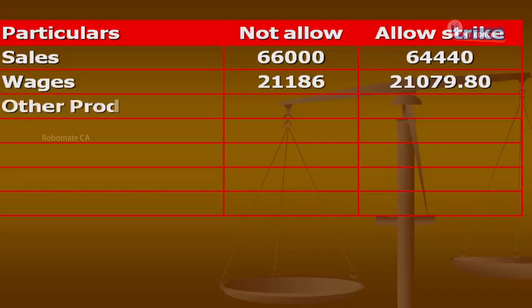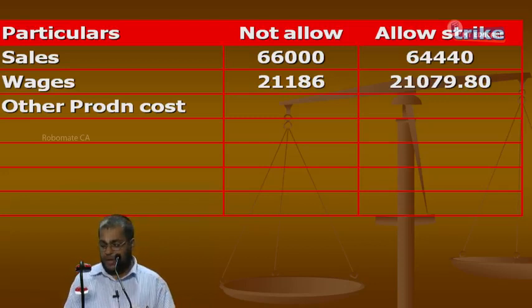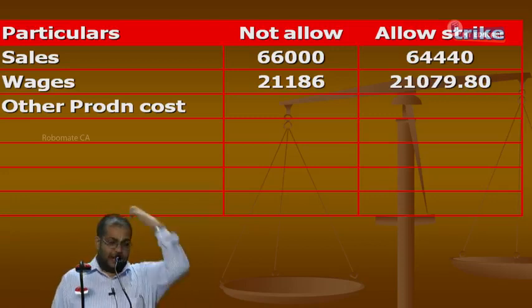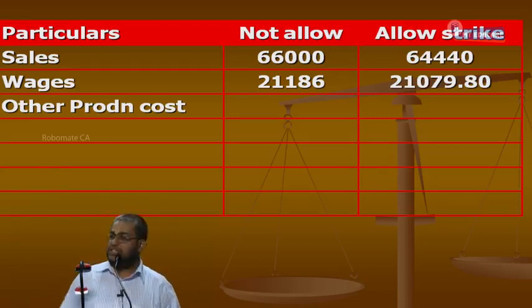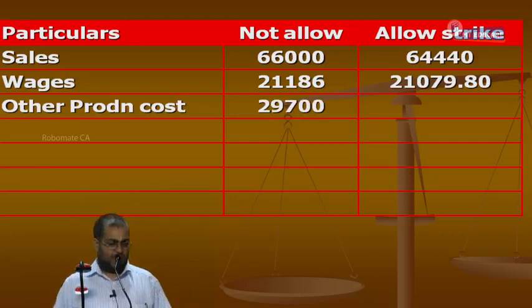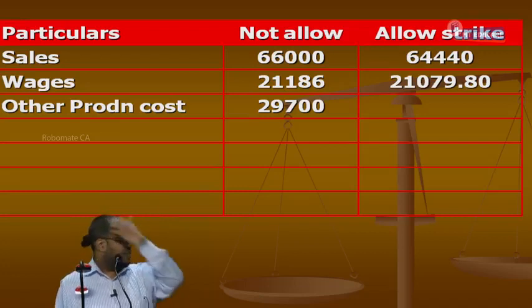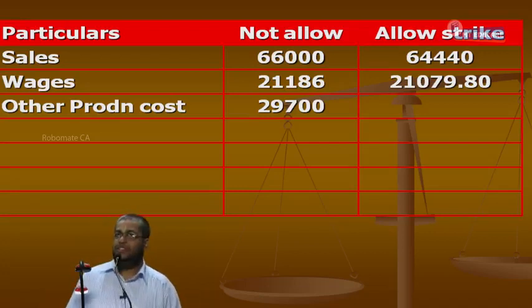Next item is what? Other production cost. Already we know what is the other production cost per mission. Look at the working note and how much going to be? 1080. Take the calculator. 27,500 missions into 1080. Please tell me 27,500 missions into 1080. What's the number? 29,700. One below that in bracket, right? How I got that number? 27,500 into 1080.